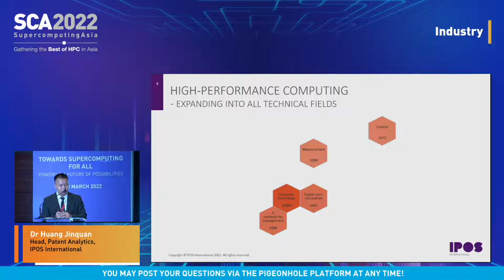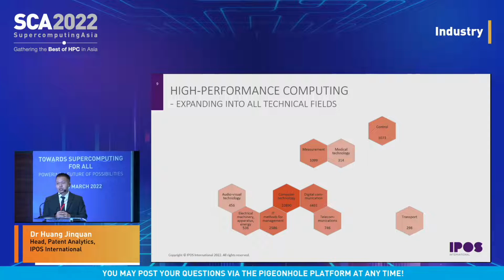Apologies for the small font size, but if you look at the last honeycomb, which says IT methods for management, that's where you see a lot of applications of high-performance computing in finance, in e-commerce, in insurance, and that's where you see companies like Alibaba, Amazon, and Ping An Technologies. Increasingly, we also see high-performance computing used across other industries such as medical technology and transportation.